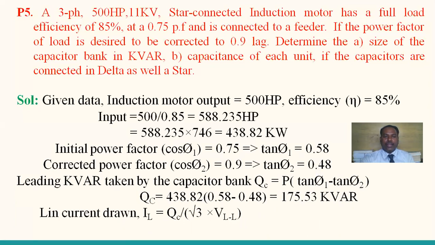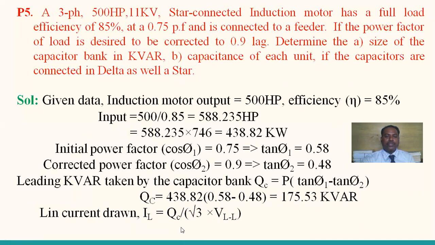So bit number 1 is over. The size of the capacitor bank is 175.53 kVAr. Now he asked to calculate the capacitance of each unit if the capacitors are connected in delta as well as star. For this purpose, the current is mandatory for us. So the line current drawn, IL, is equal to QC by √3 into V line to line.